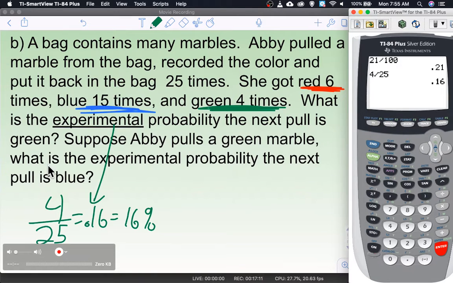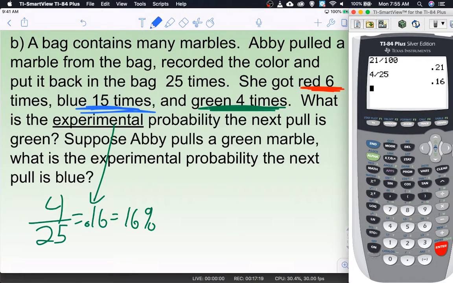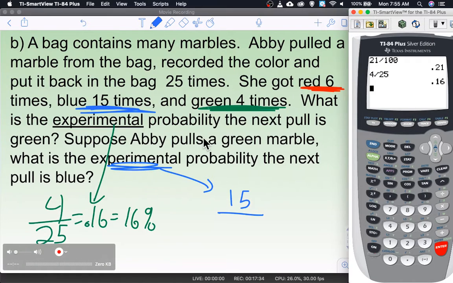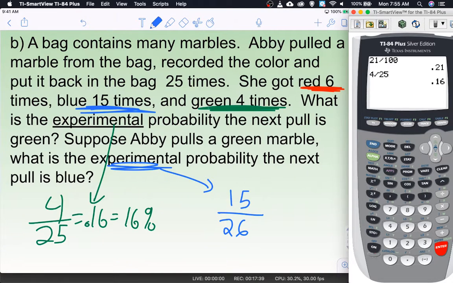Suppose Abby pulls a green marble. What is the experimental probability the next pull is blue? Oh, okay. Well, how many times has blue happened? Because we're still looking experimental. Blue's happened 15 times out of how many total pulls? It's not 25 anymore because it says now, suppose she pulled the green marble. Now there's been 26 pulls happened.